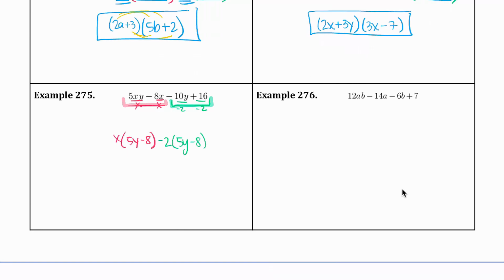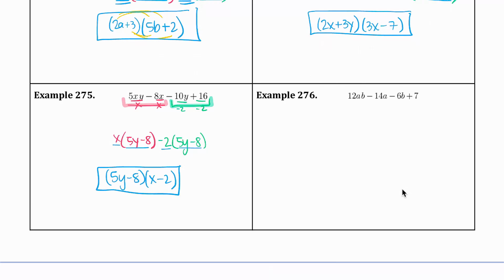Again, we know we've done this correctly if this binomial matches this binomial. Now we can factor out that matching binomial. If I take that out, I'm left with x minus 2. And there's my two binomial factors.